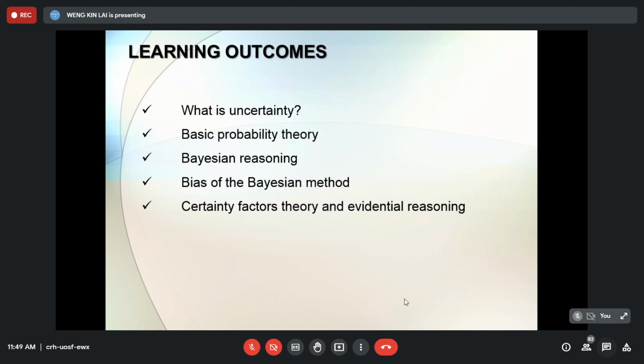Now, while the Bayesian method is popular and widely used in your reasoning systems or expert systems, obviously it has certain limitations and weaknesses. So we want to look at an alternative method, which overcomes some of those criticisms of your Bayesian method, which is your certainty factors theory, and also evidential reasoning based on evidence, right? So to overcome some of those weaknesses of your Bayesian method.